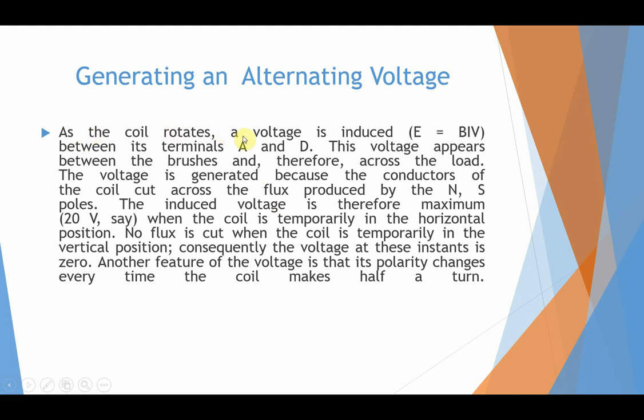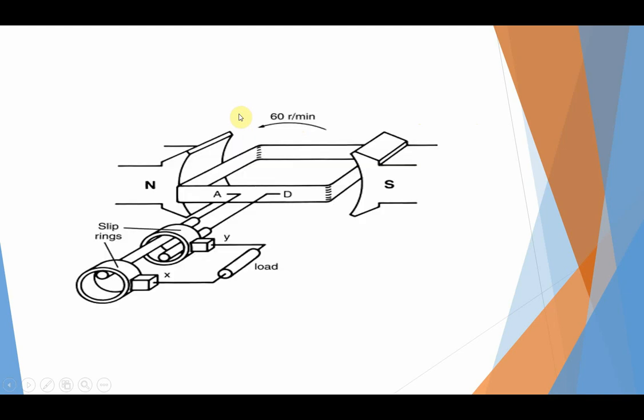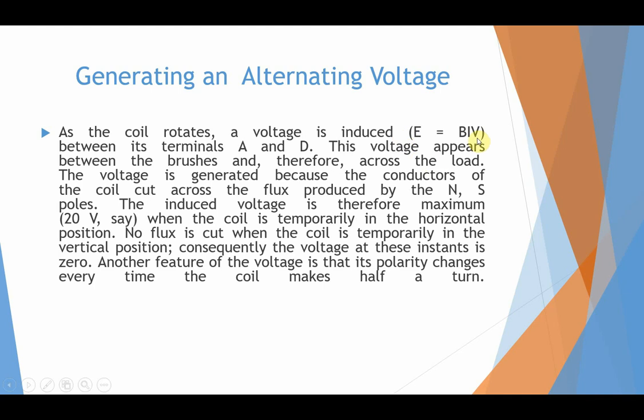As the coil rotates, a voltage is induced. This is the equation of the induced voltage: B flux, I is the current, and V, BIV. We already studied this equation. As the coil rotates, a voltage is induced between the terminals A and D. This is the terminal A and this is the terminal D. This voltage appears between the brushes and therefore across the load.